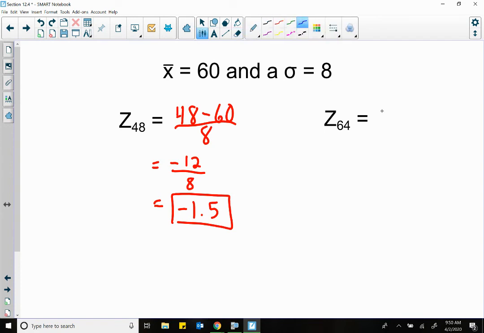Okay, so all you had to do was take 64 minus 60 divided by 8. 64 minus 60 is 4, divided by 8, and that's going to give you 0.5. And they do want them as decimals, no fractions on these. Okay, and I believe that wraps up 12.4.